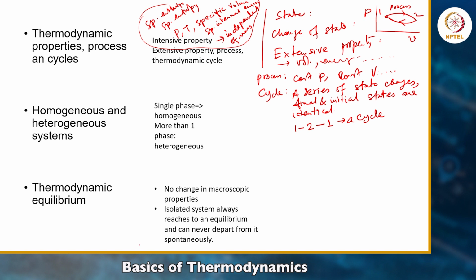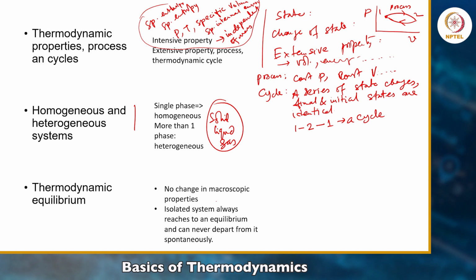Now, homogeneous and heterogeneous systems. Every substance can exist in any of the three forms: solid, liquid, gas. Single phase means homogeneous, only one phase is there. But if you have heterogeneous, that means multiple phases may be present. For example, a mixture of solid, liquid and gas is possible. So that is called a heterogeneous mixture or heterogeneous phase.